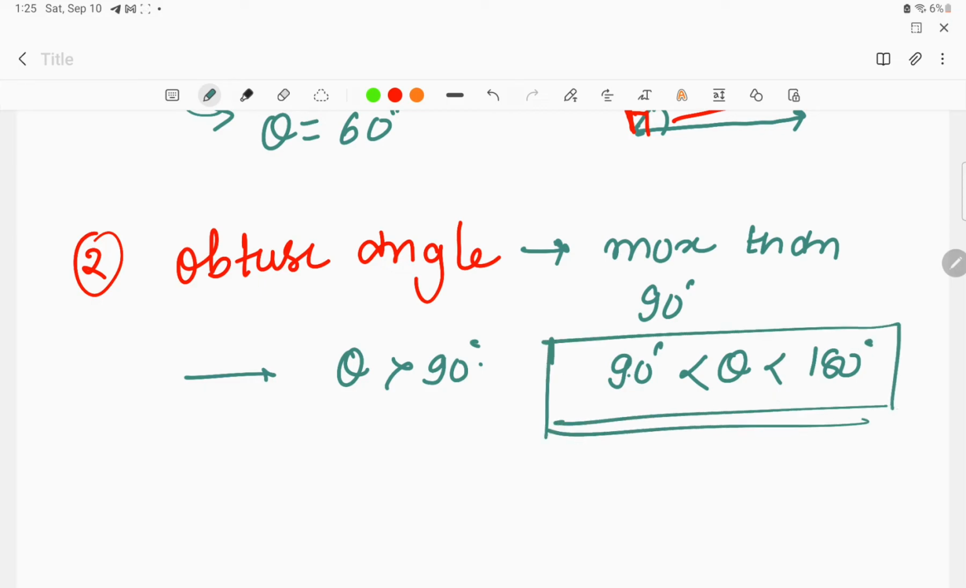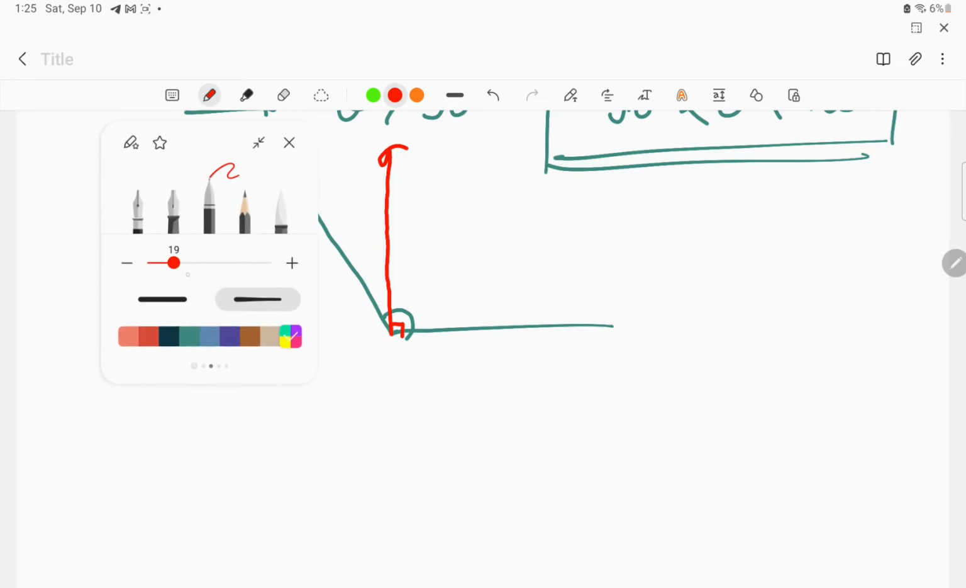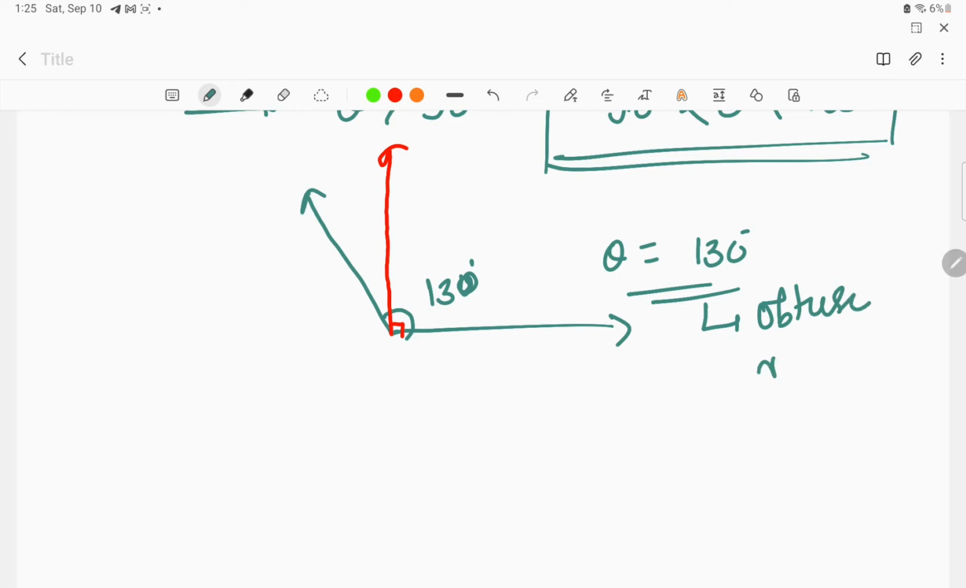Angle less than that of 180 and greater than that of 90 degree is called as the obtuse angle. And how is it denoted? For example, we are drawing an angle over here. As we know, this is 90 degree. And this angle is almost around 130 degree if we consider. So this angle is called as obtuse angle, 130 degree. Theta is equals to 130 degree. This is the obtuse angle.